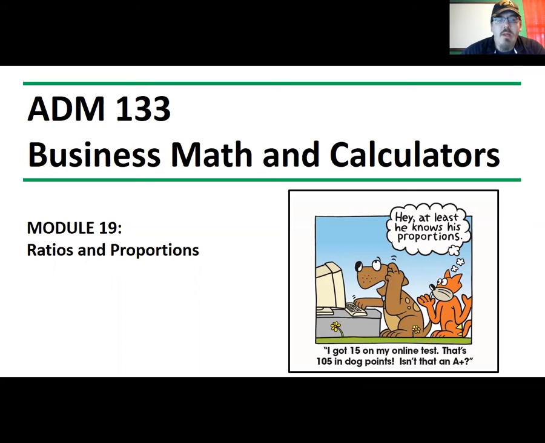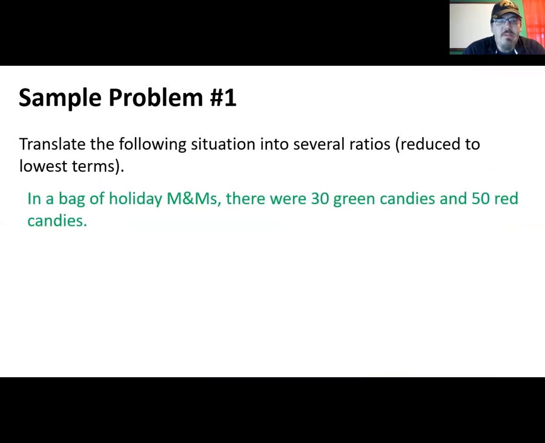Alrighty, so here we go. We'll start by first looking at setting up ratios based on a given situation. So here's our first sample problem. What we want to do is take and translate the situation here into ratios. So what we've got is some M&M candies, and there are 30 green candies and 50 red candies. So we want to set up a ratio that compares these quantities essentially.